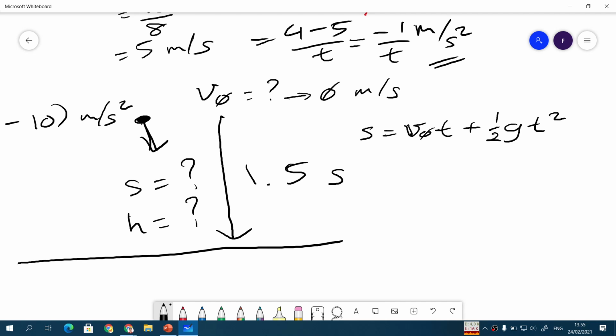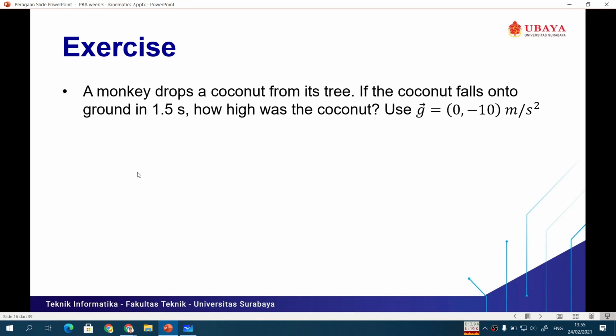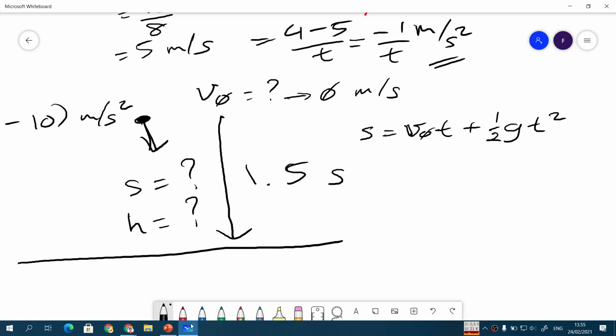As long as the question does not state that the monkey throws the coconut down, usually I will give you the initial velocity, or v naught. But if it is missing, this question just says that a monkey drops. So when you drop anything, you drop it from a still position, right? So it means that the object initially does not move. So the v naught is 0.